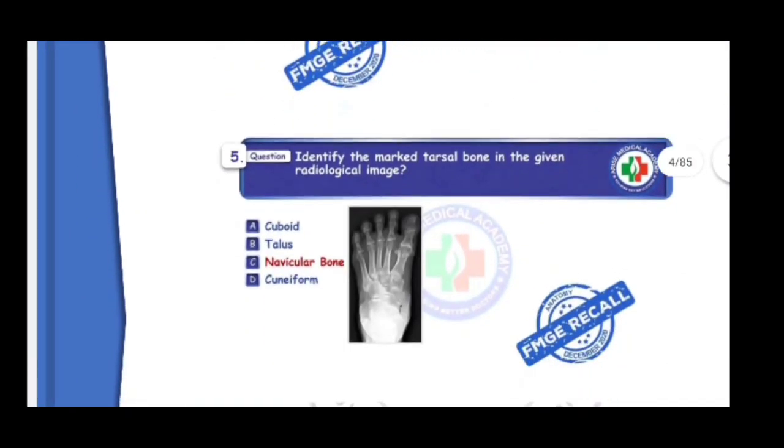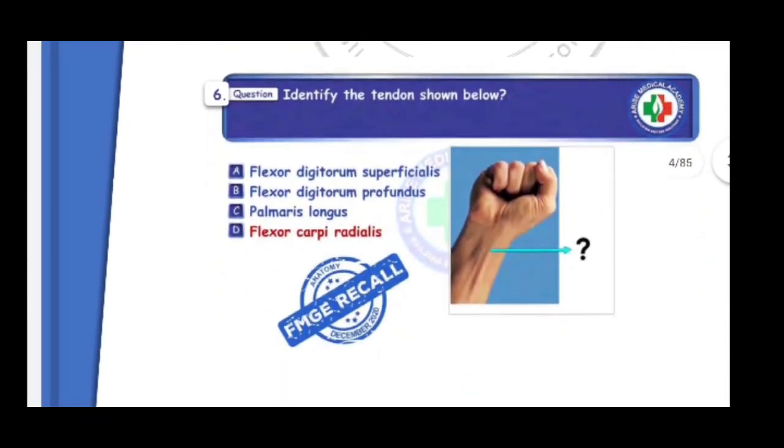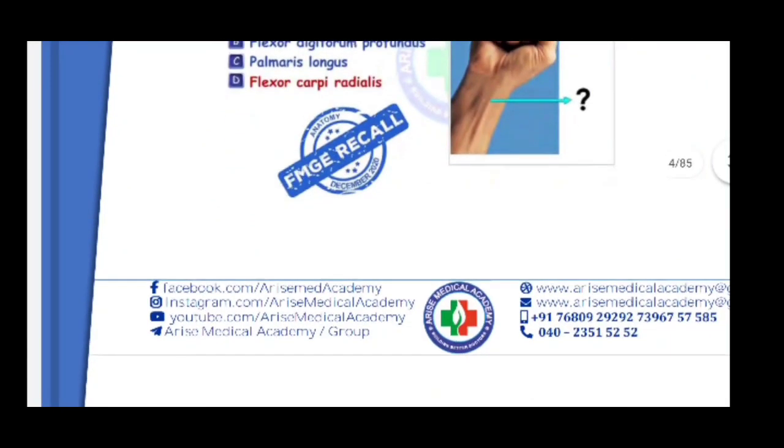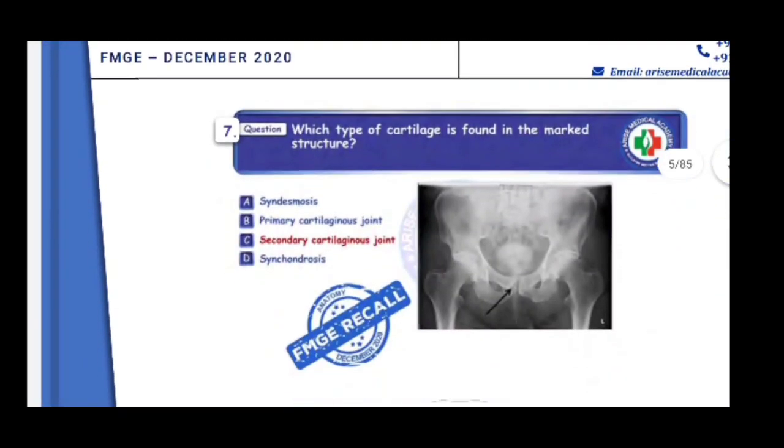Next one, identify the marked tarsal bone in the given radiological image. So correct answer is navicular bone. Next one, identify the tendon shown below. So this is flexor carpi radialis. Next one, which type of cartilage is found in the marked structure? So this is a secondary cartilaginous joint.